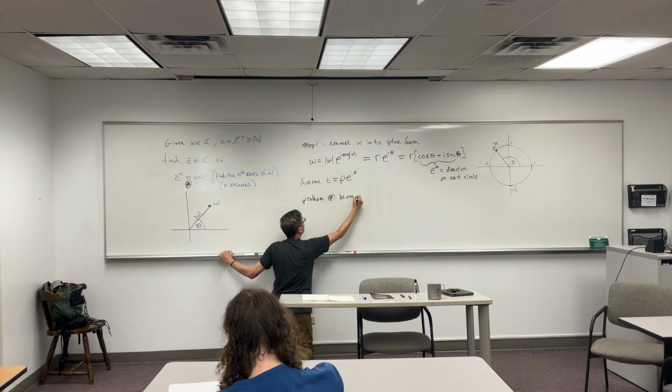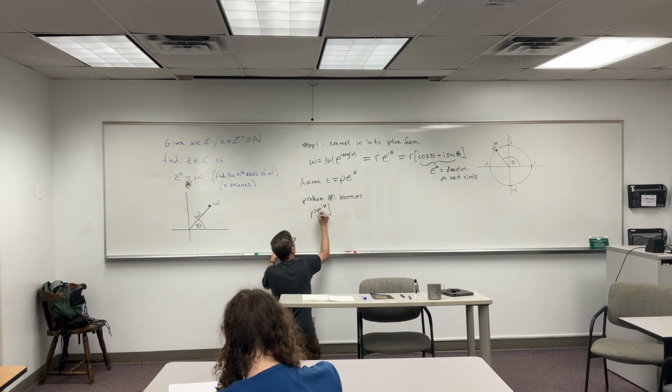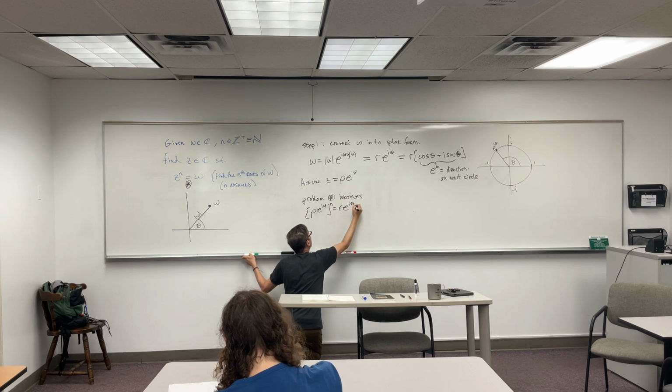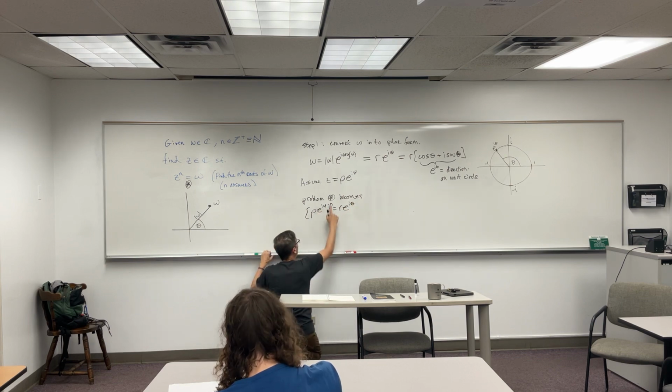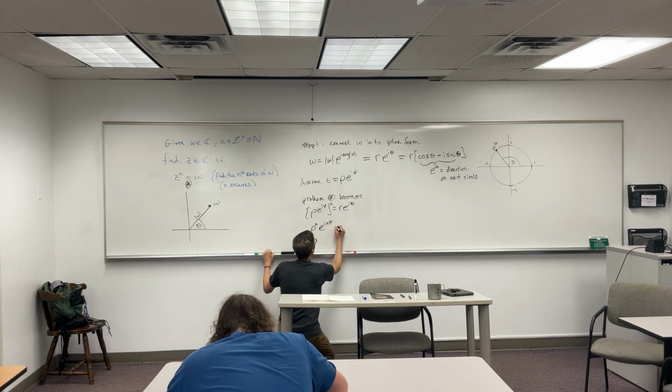Problem star becomes rho e to the i phi, that's no rho, that's a rho, e to the i phi, to the nth power equals r e to the i theta. Here's w, here's z. Let's just do exponent stuff. That just multiplies, and this comes here, so it's rho to the n, e to the i n phi equals r e to the i theta.